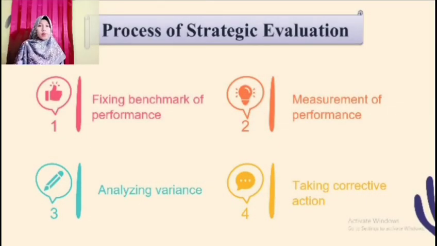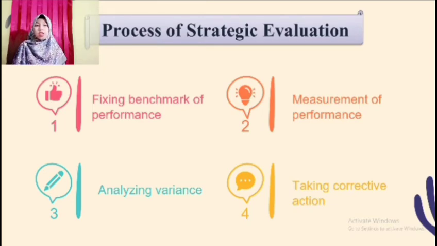Process of strategic evaluation. First, fixing benchmarks of performance. While fixing the benchmark, strategists encounter questions such as what benchmarks to set, how to set them, and how to express them. Second, measurement of performance. The standard performance is a benchmark with which the actual performance is compared, and reporting and communication systems help in measuring the performance. Third, analyzing variance. The strategist must mention the degree of tolerance limit within which the variance between actual and standard performance may be accepted. And fourth, taking corrective action.